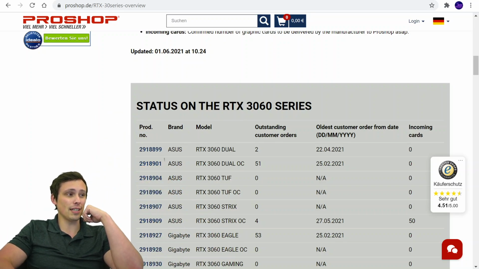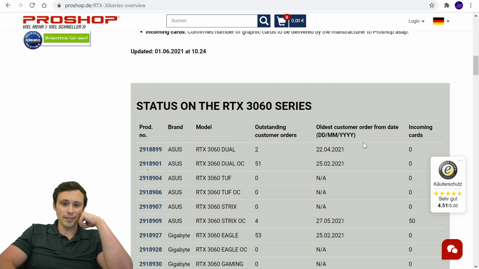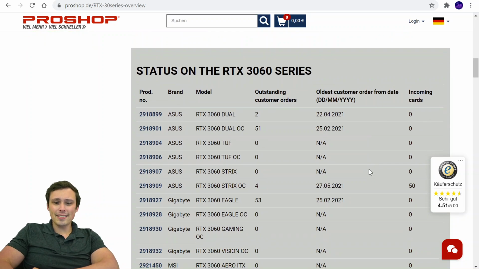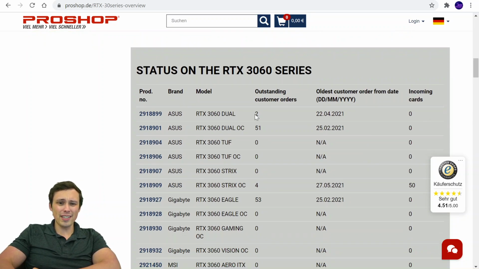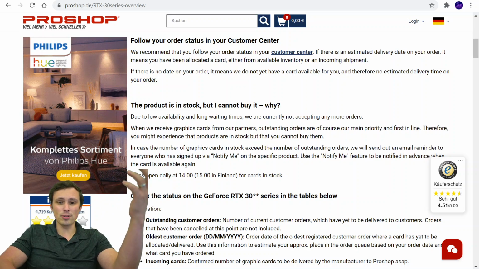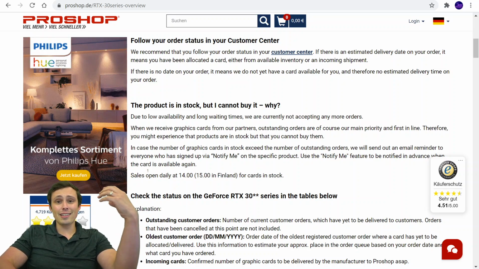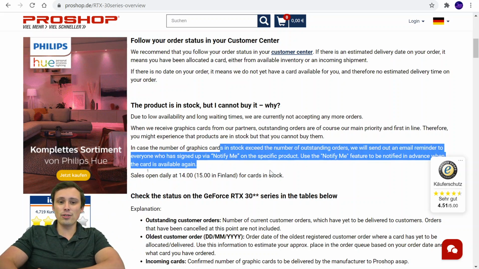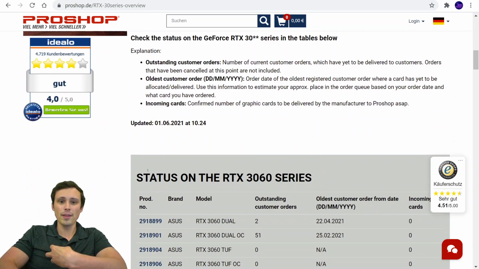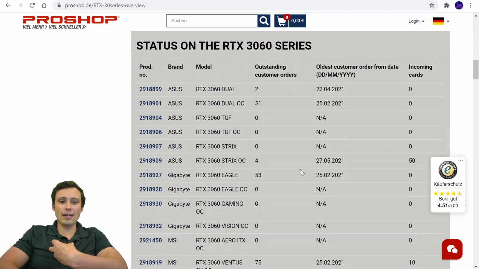I can shrink myself down out of the way. All right, so what do we see here? The 3060s, we can see some outstanding customer order dates. And by the way, if you're wondering, shouldn't there be more outstanding customer orders? If you look up here, they're not even taking more orders right now due to low availability. You can get on a notify me list if they have extra stock, but for the most part, they freeze orders at a certain point. So these are outstanding orders that have not been canceled yet and still need to be fulfilled. And we can see the oldest date.